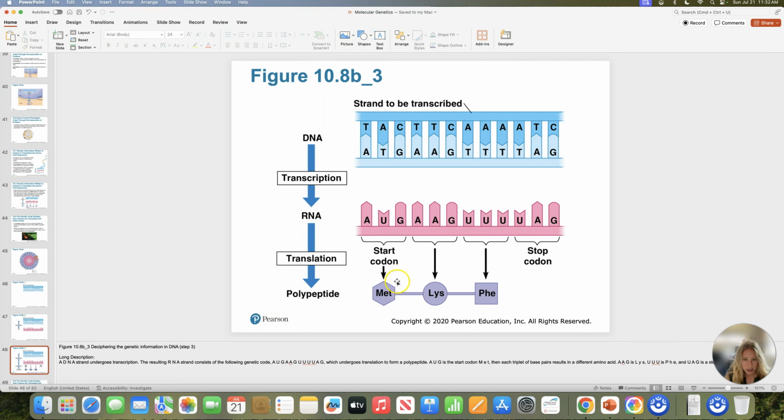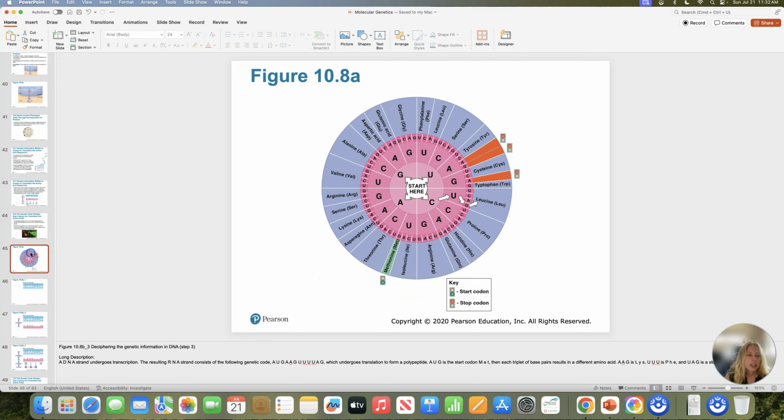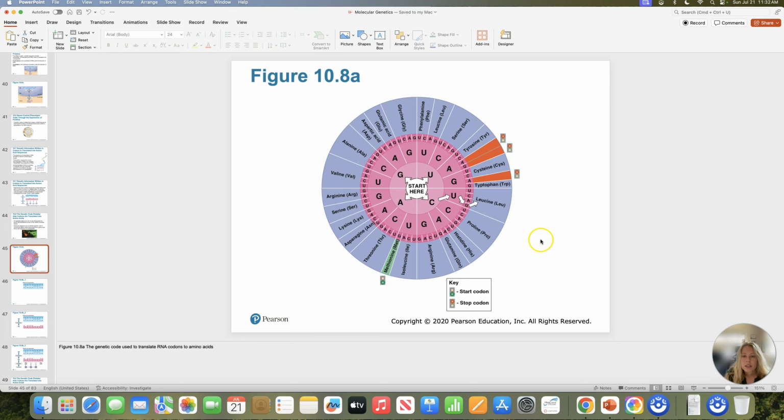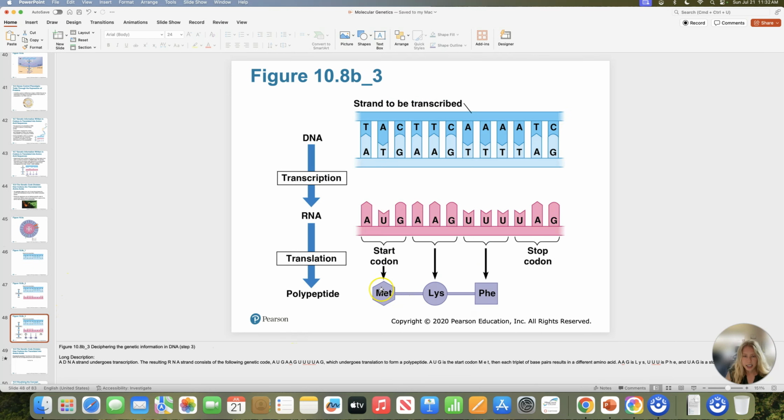So I'm going to back out of this PowerPoint so that we can go back and forth easily. So we start out with AUG. If we go look at this on our image here, we're going to start here, AUG. That gives us methionine, which is the start codon. So the start codon signals the start of translation, and it also adds the amino acid methionine to a polypeptide. So the start codon is methionine is added.